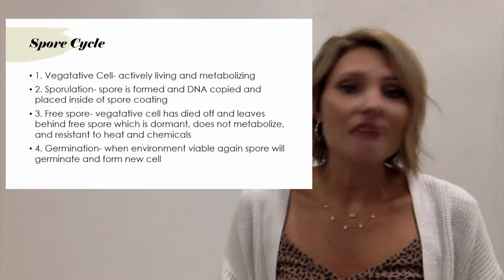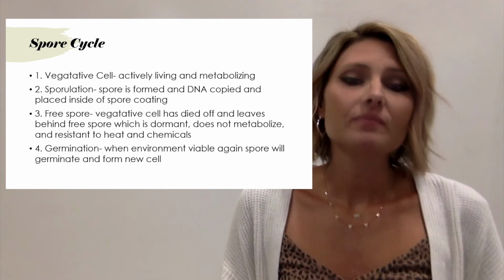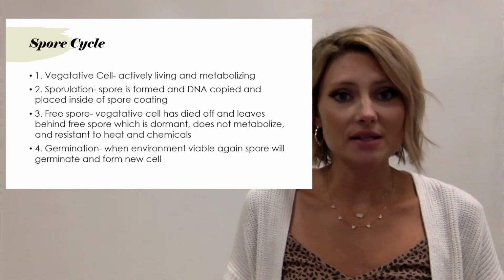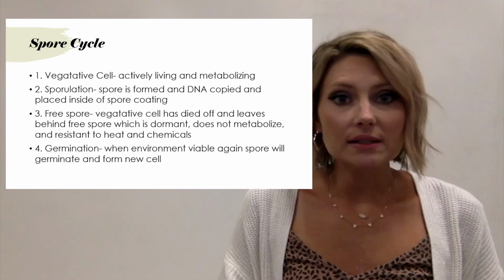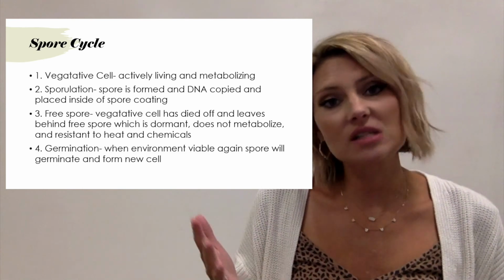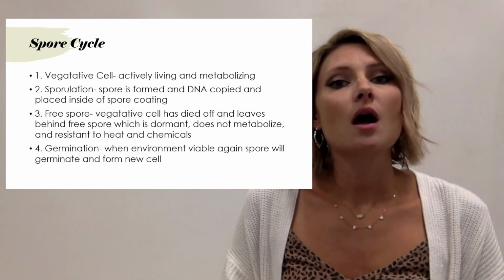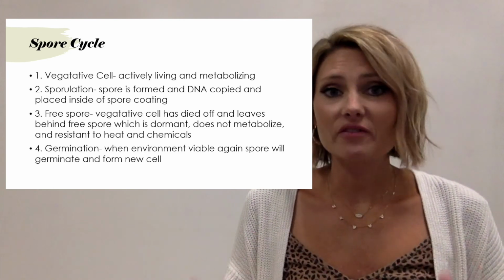So starting out, we have the vegetative cell. The vegetative cell is when the bacteria is actively living and metabolizing and reproducing. So basically the cell is happy at this point, the environment is viable, pH, temperature, has enough food, nutrients, so everything's good. So that's the vegetative cell.